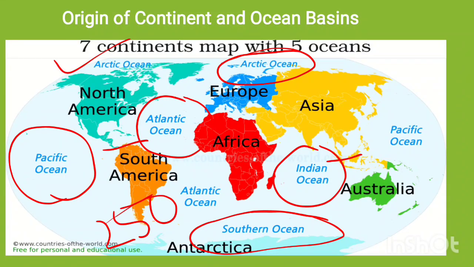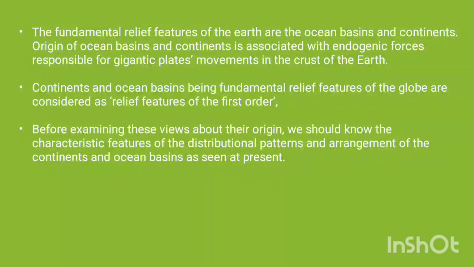See, after the origin of the earth, 2 vast and big landform features formed there, that are your continent and ocean. So that's why the first order relief, this continent and ocean, are called your first order relief features. And what is the responsible factor for formation of continent and ocean? This is your endogenetic forces.